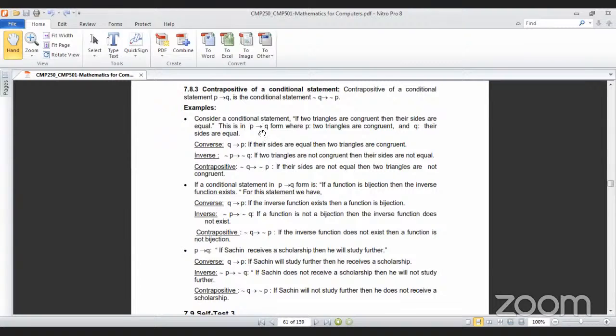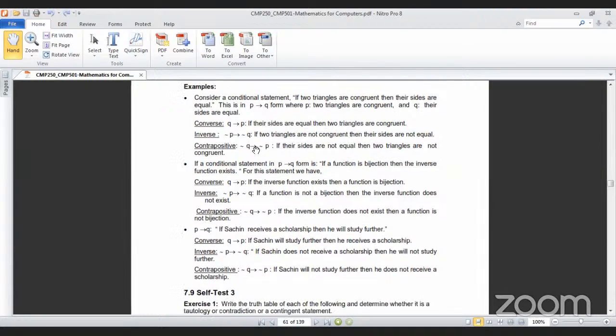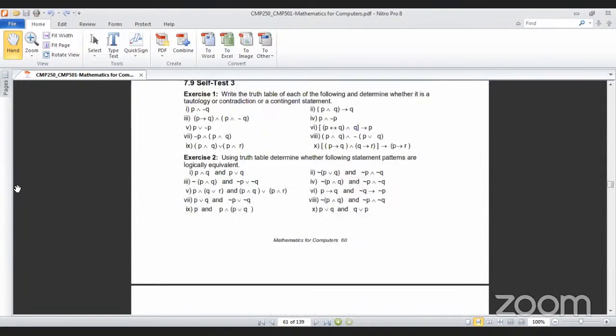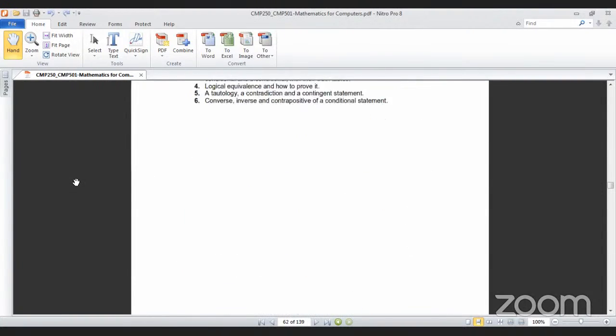Inverse means negation P implies negation Q. So if two triangles are not congruent, then their sides are not equal. Contrapositive: if their sides are not equal, then two triangles are not congruent. It is in this form.